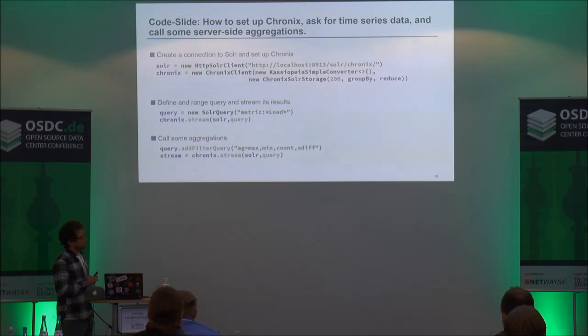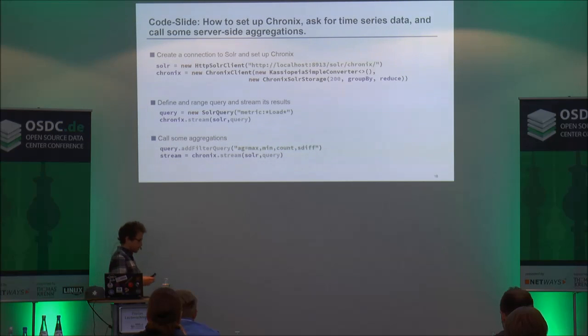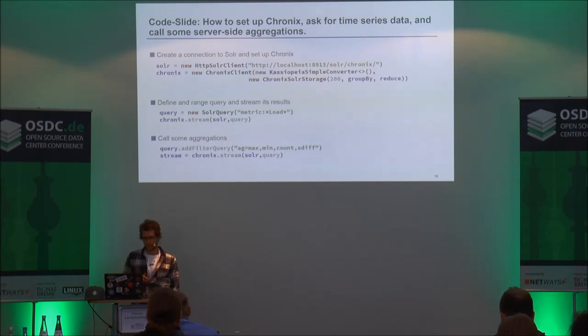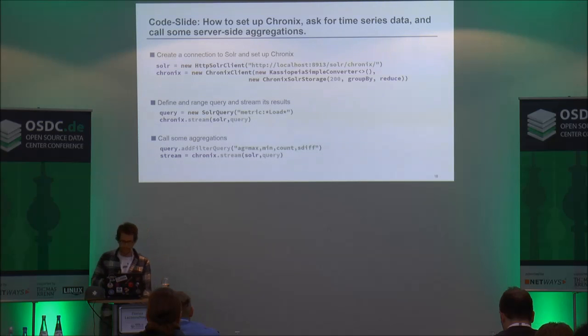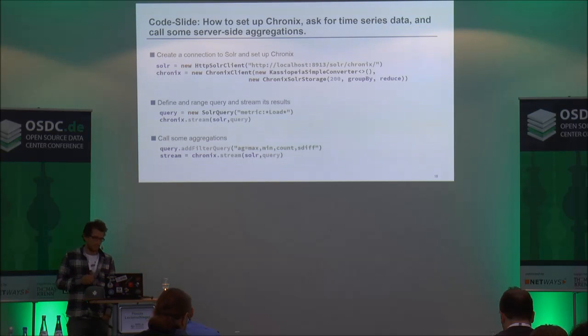storage that queries Solr and does the conversion and so on. Currently, we have 3 implementations of the Chronix storage interface: for Solr, for Lucene, and for Spark.